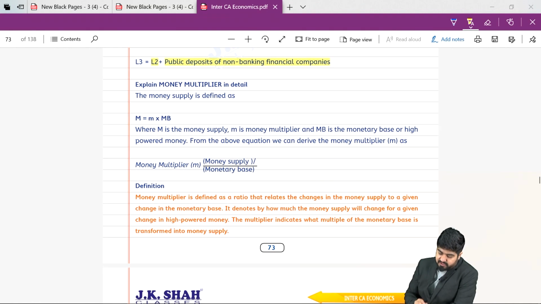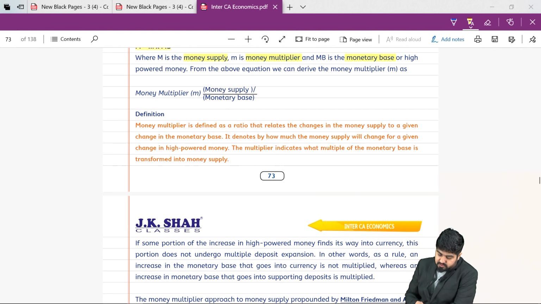Explain the concept of money multiplier. Now money multiplier is nothing but M = m × MB. Now here M stands for what? This capital M is nothing but money supply, as you all are aware. Small m is nothing but money multiplier. MB is nothing but monetary base. Correct? Now this is the formula for money multiplier, which you are already aware of.